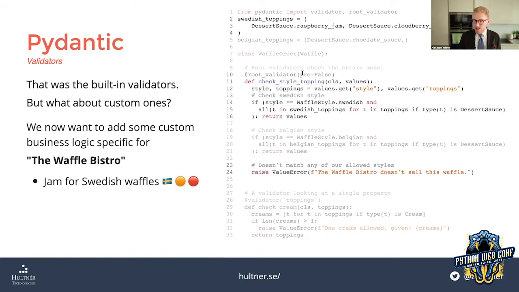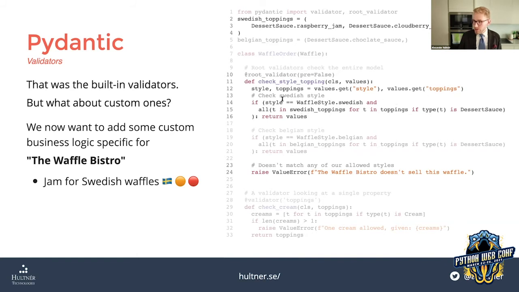The pre=False here says that the validator should run after all the others have run, so it's putting it last. And if you set pre=True, it will be a pre-validator, run before you instantiate your object.